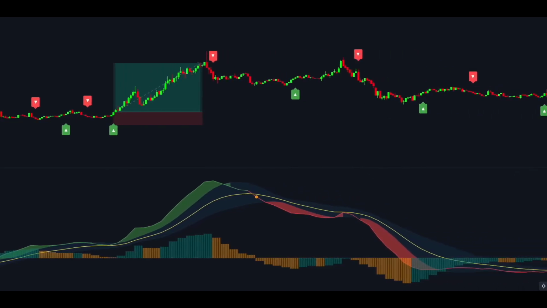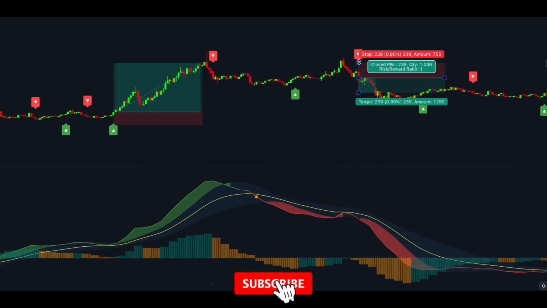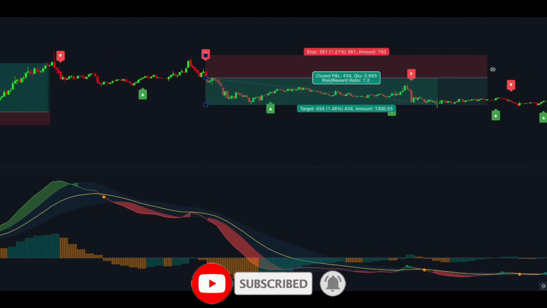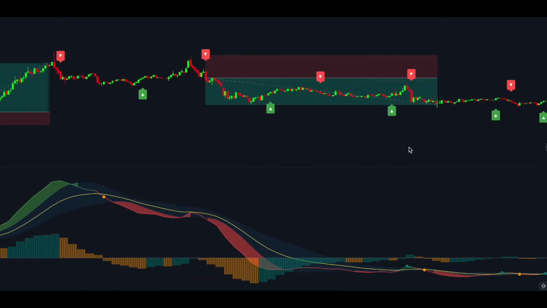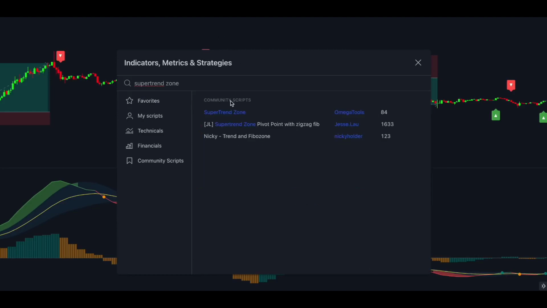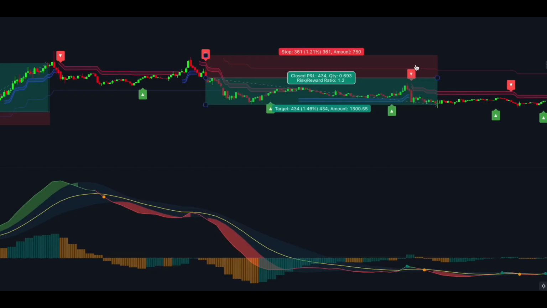Is this the complete strategy, you might ask. Not quite. There is one piece missing, a third confirmation indicator. So open the indicators again and search for Super Trend Zone by Omega Tools. This simple trading indicator is designed to quickly identify and visualize short and long-term trends in any market.